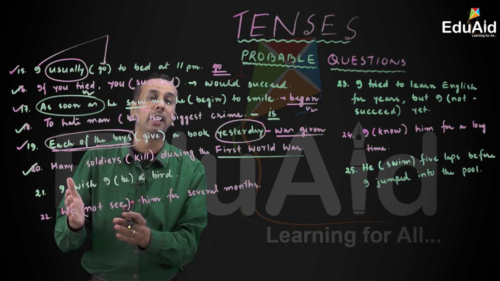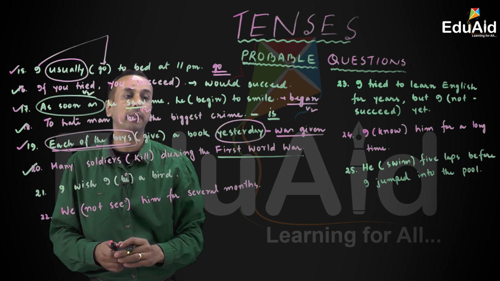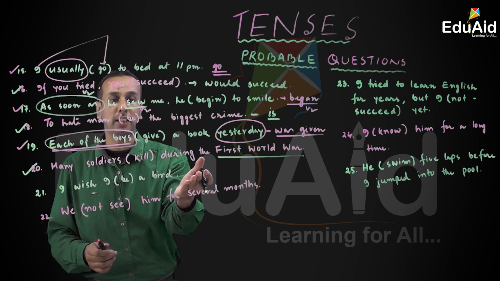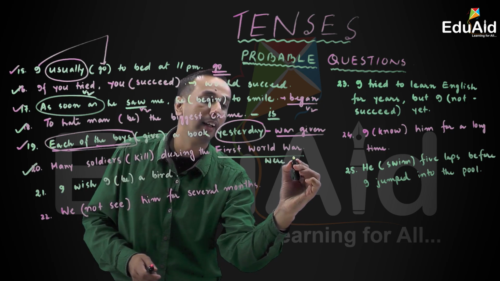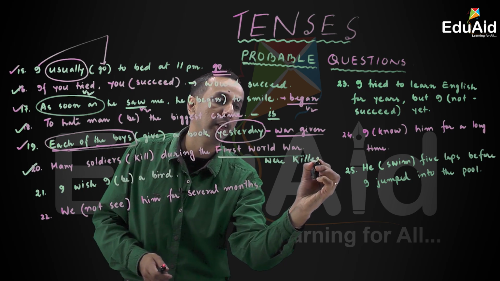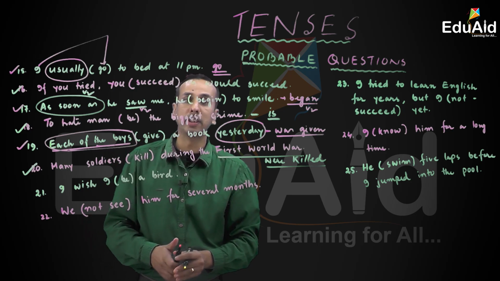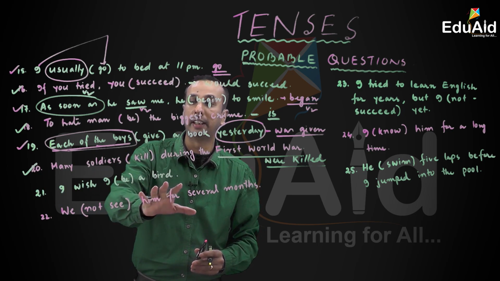So that's obviously action happening in the past time. So many soldiers killed during the First World War. Again, plural subject, past tense or historical fact. So we'll go with where. Again, passive structure, it should be where killed. They were killed during the First World War. So it should be were killed.